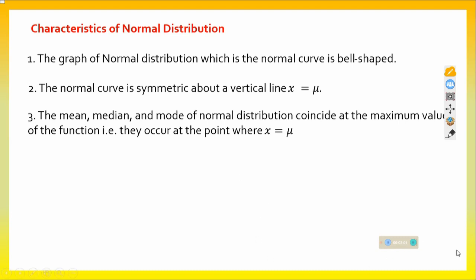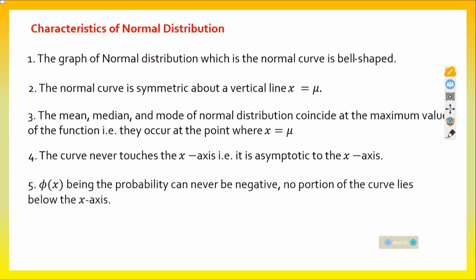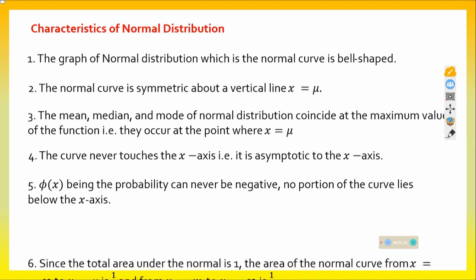Then, from there, we shall be able to say that the curve never touches the x-axis. That is, it is asymptotic to the x-axis. So all those are some of the features from the curve that we have seen. Then also, our phi of x, being the probability, can never be negative. In other words, no portion of the curve lies below the x-axis.